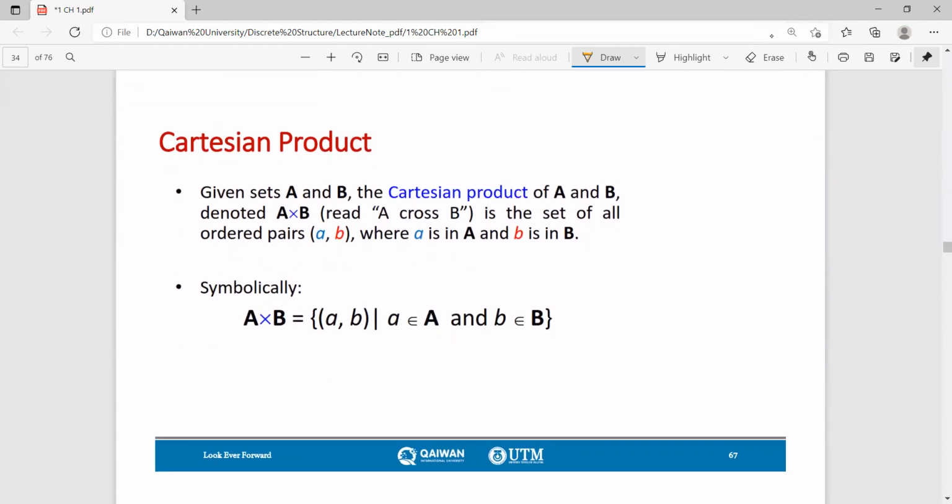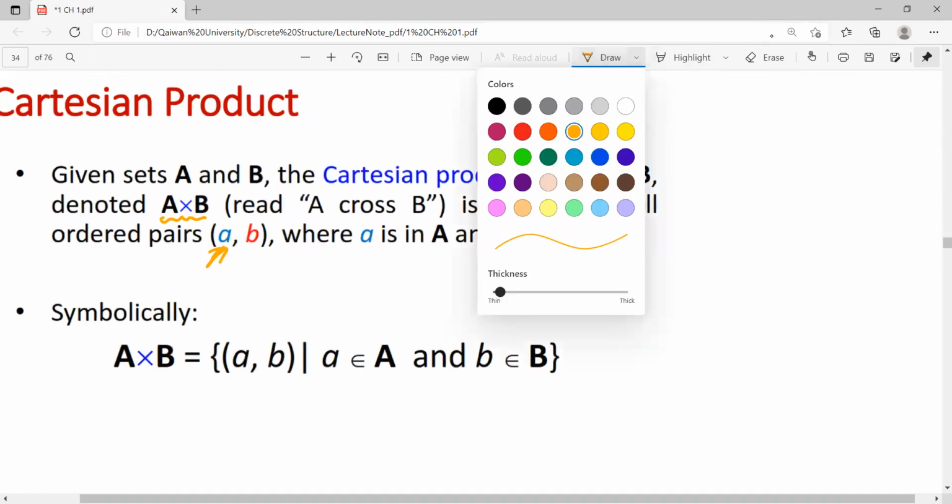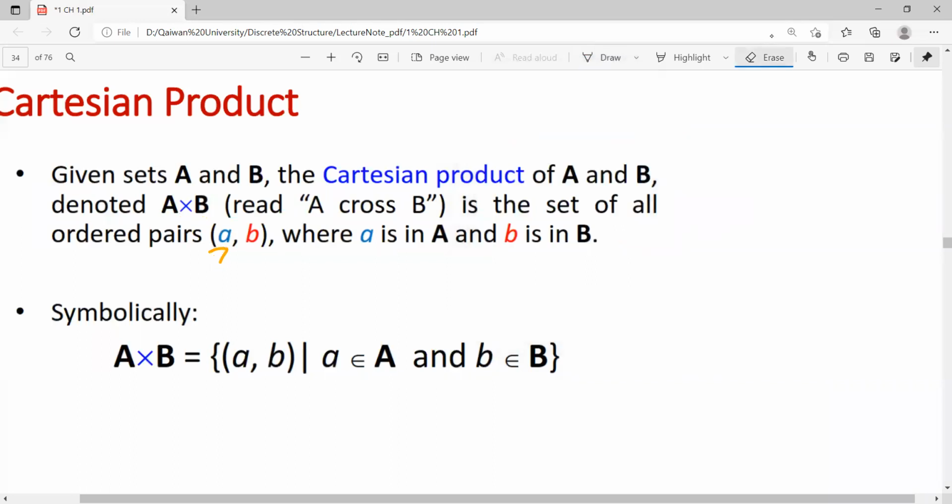Now you have the Cartesian product. In multiplying or finding the product of two sets, we must pick the first element from the first set. That means in the product of A and B, we should take the first element from set A and the second element from set B. This is a pair, an ordered pair.